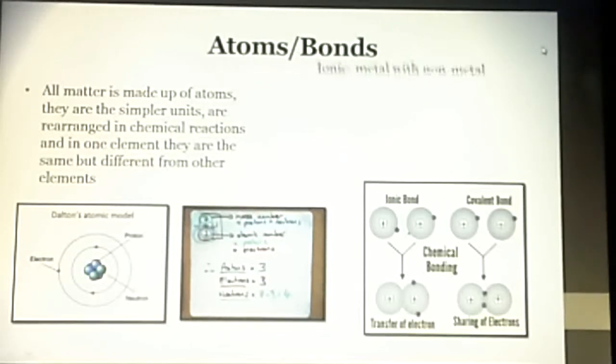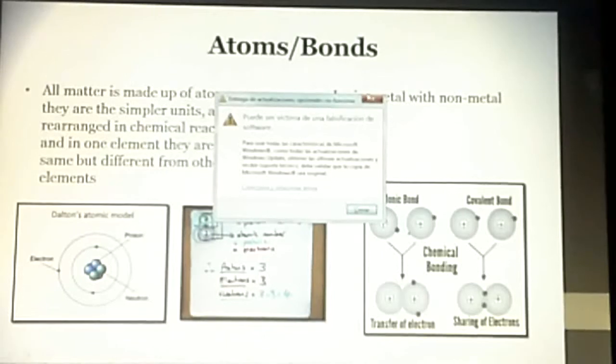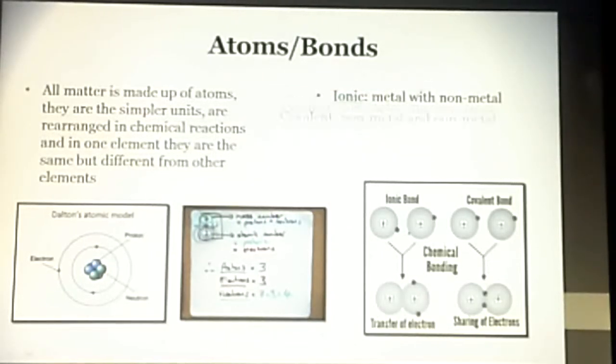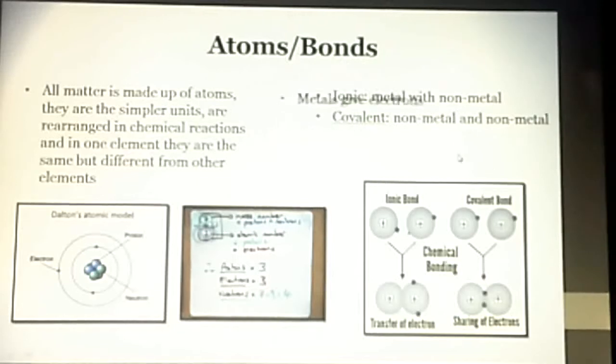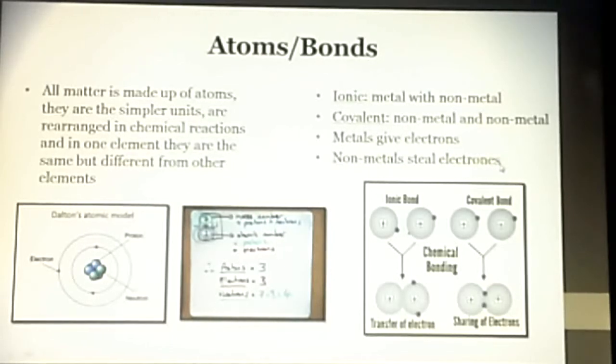Bonds. There are 2 types of bonds, ionic and covalent. Ionic are metals with non-metals and covalent are non-metals with non-metals. Metals give electrons and non-metals try to steal electrons. Metals are the ones on the left side of the periodic table and non-metals are the ones on the right side.